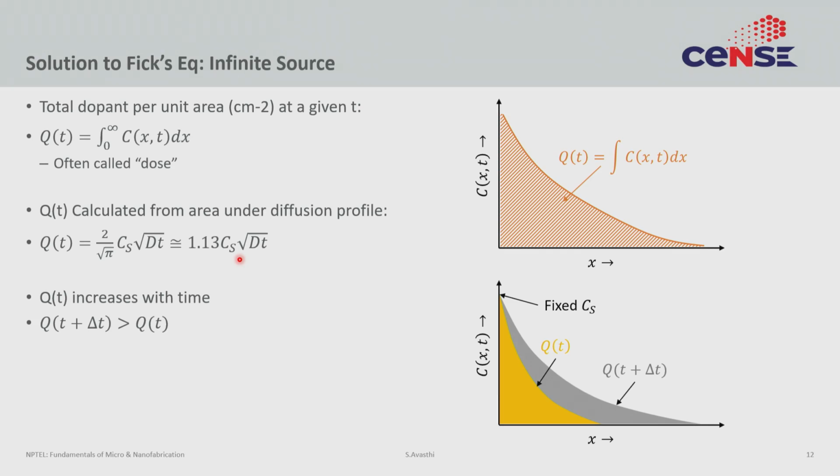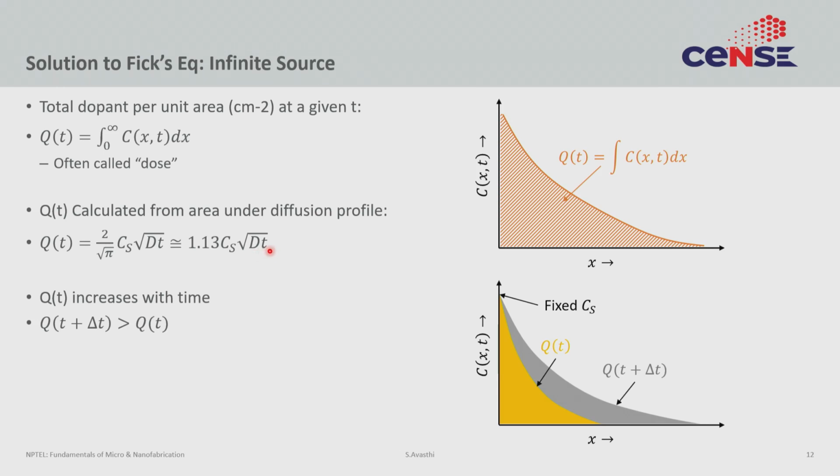So, if you want more atoms to diffuse in, then you should increase the concentration of dopants at the surface. That seems obvious, right? If you have more dopants, they will diffuse in more. The second thing that you can change is D, the diffusion coefficient. If you want more atoms to diffuse in, you must find a dopant that diffuses faster, that has a larger D. Finally, there is time. If you want a thicker p-n junction, a thicker doped region, then you should just give it more time.